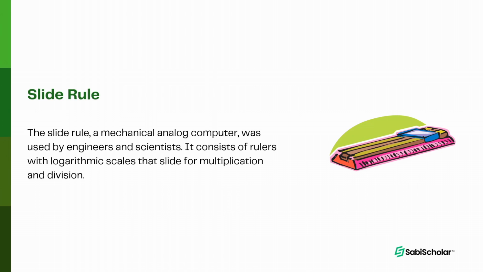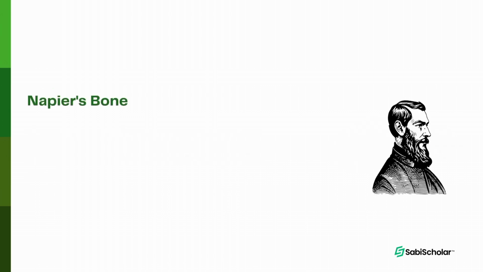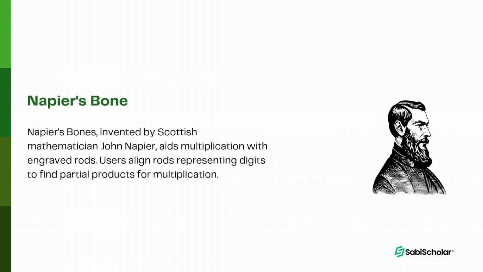So the next thing we have is Napier's bones. Napier's bones was invented by a Scottish mathematician called John Napier.